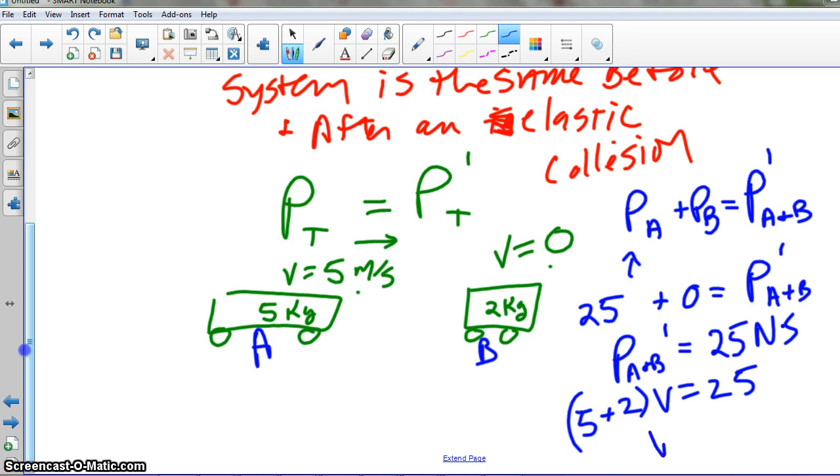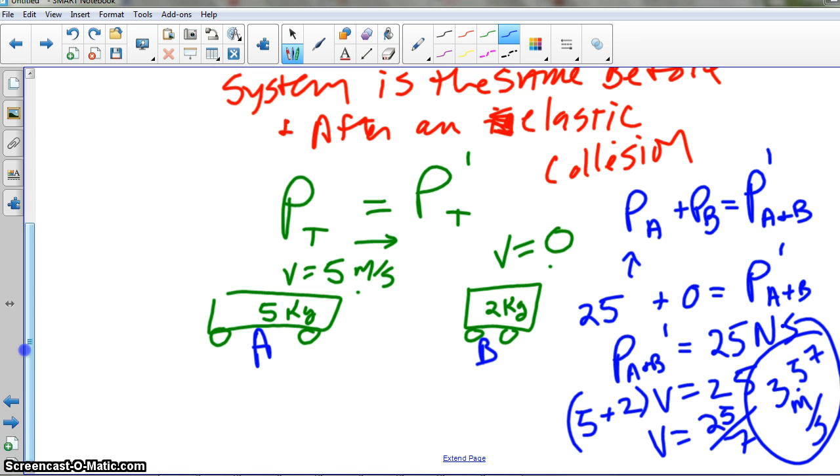So now, to find the velocity, we can simply take 25 over 7, which is 3 and 4/7, some number. What's 4/7? It's 0.58, I don't know, 5/7. And that unit is meters per second.